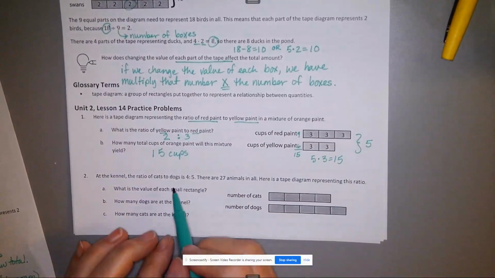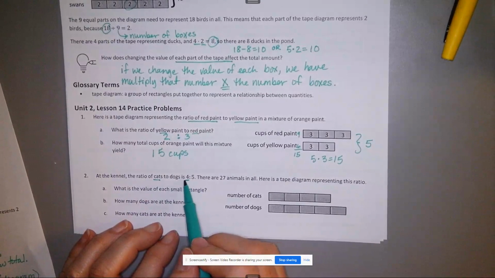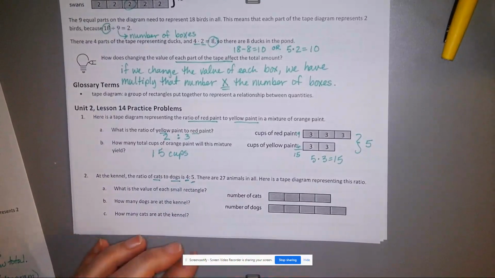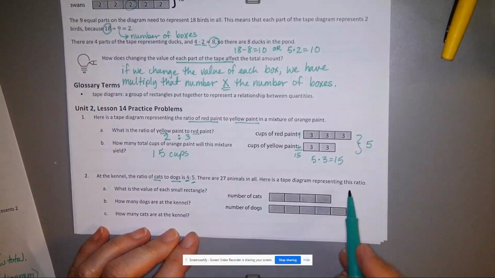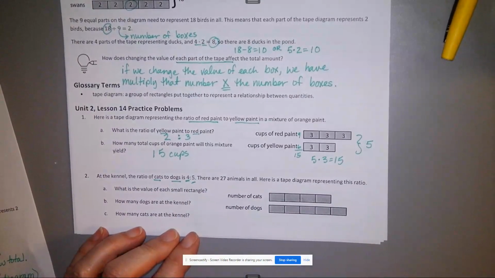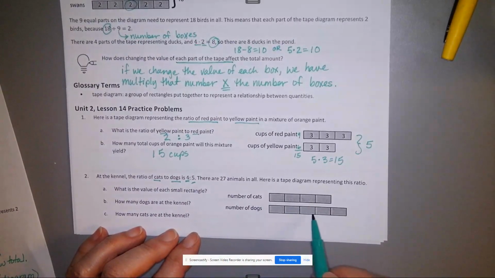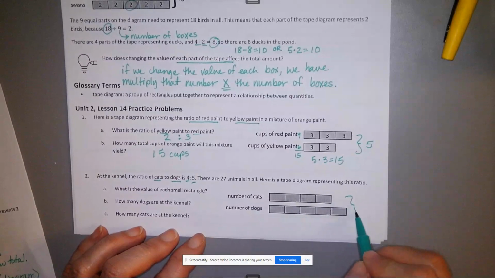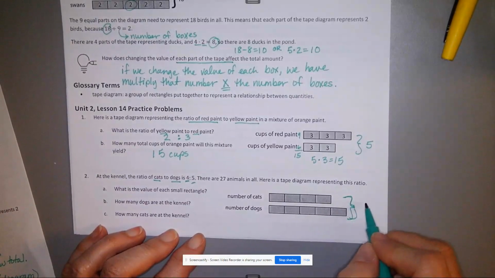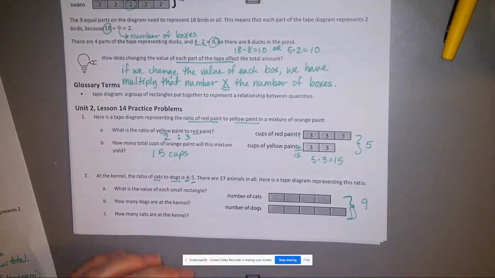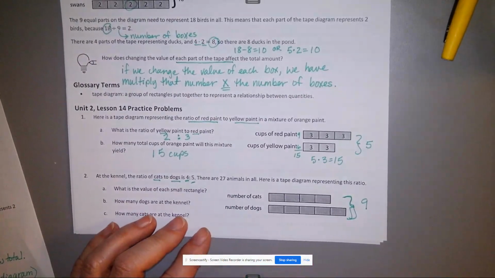At the kennel, the ratio of cats is 4, dogs is 5. If there's 27 animals in all, here's the tape diagram for the ratio. What is the value of the rectangles? Well, how many rectangles do we have? 1, 2, 3, 4, 5, 6, 7, 8, 9. So we have a total of 9. And we know it has to equal 27.